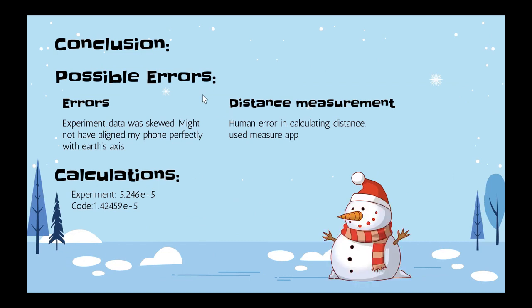So in conclusion, here are my calculations that we compared. The reason they're so off, I think, is because of my errors, which include the experimental data being skewed because my phone might have not been perfectly aligned with the Earth's axis, and human error in calculating the correct distance because of the app we used or because I measured with my phone.